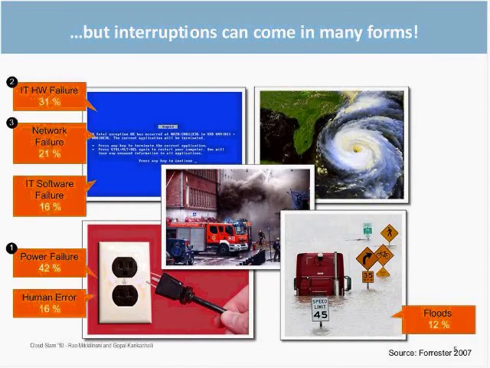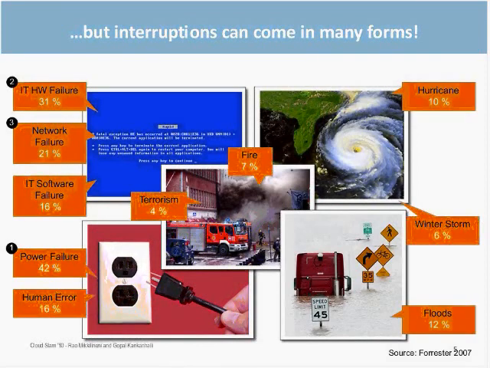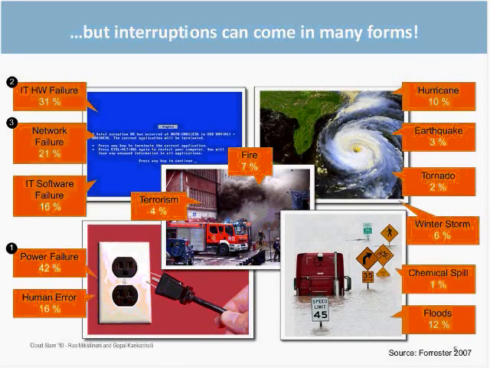So the interruptions come in many, many forms. Number one is the power failure, which causes approximately 42% of the failures, in this source from Forrester 2007. The number two failure is IT hardware failure, 31%. And number three is, of course, the network failure, about 21%.